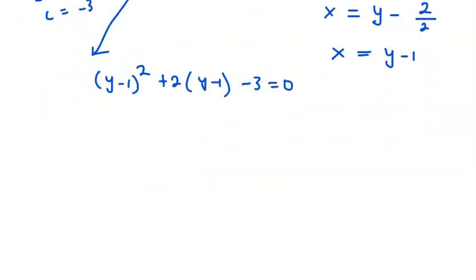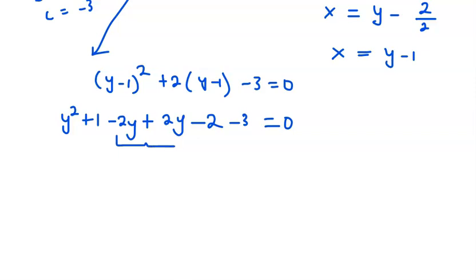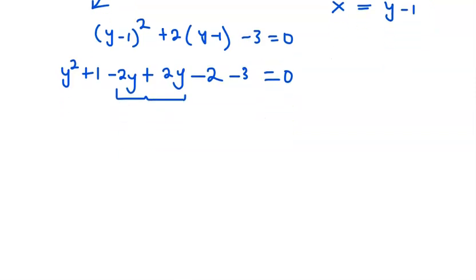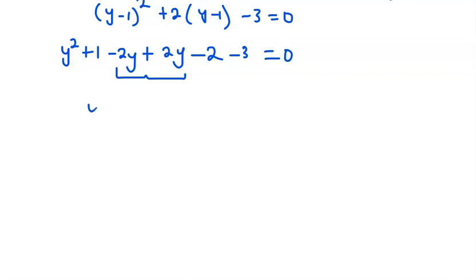Now to expand this binomial is very easy. So we have y squared plus 1 squared minus 2 times y times 1, which is minus 2y. Then we have here plus 2 times y, here is 2y, positive 2 times -1 is -2, then minus 3, this is equal to 0. We can see that from here, -2y plus 2y is 0. So we have y squared plus 1 minus 2 minus 3, here is minus 5, and then this is equal to 0, right?